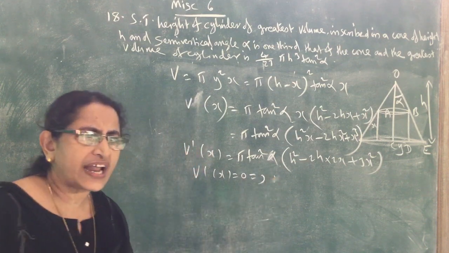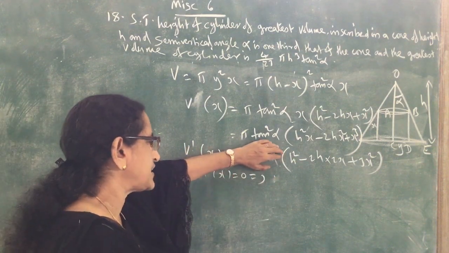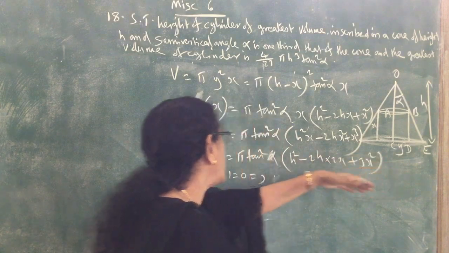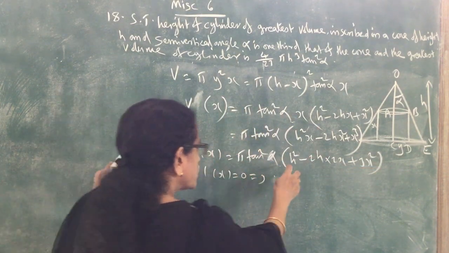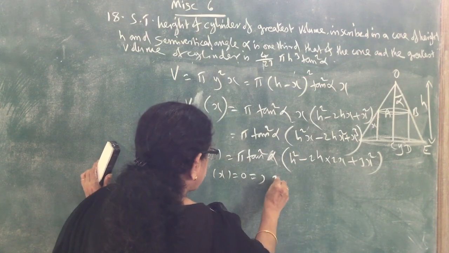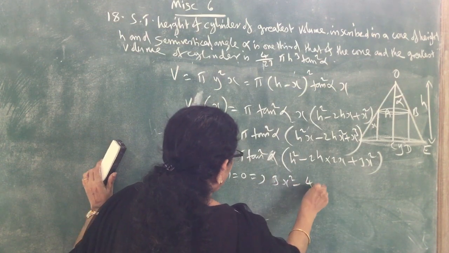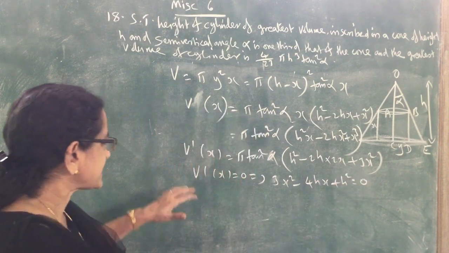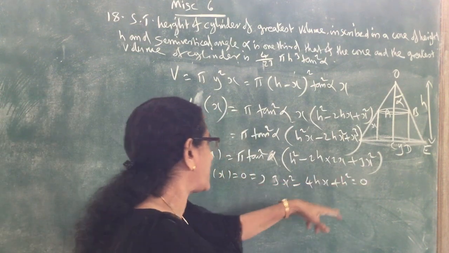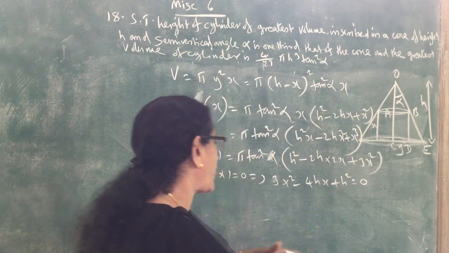Now V dash x equal to 0. Pi tan square alpha is constant, so the other factor must equal 0. That is 3x square minus 4hx plus h square equal to 0. So V dash x equal to 0 implies 3x square minus 4hx plus h square equal to 0.